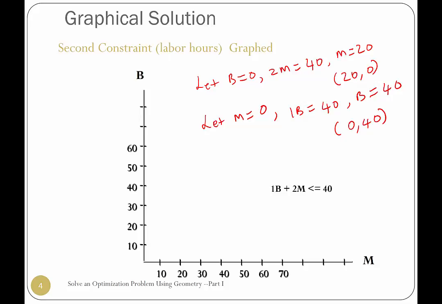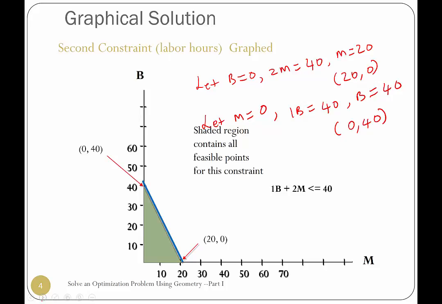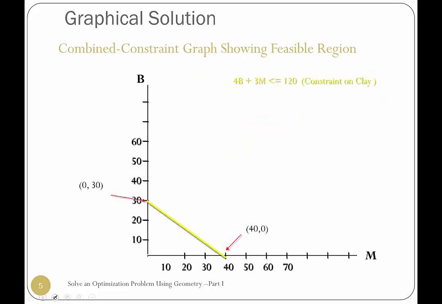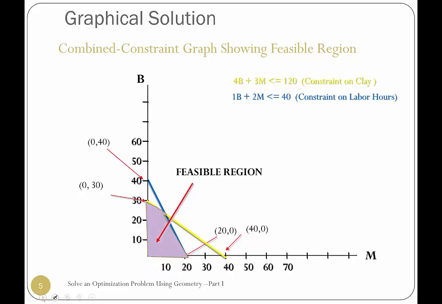Now the next step is to draw a line between these 2 points. And the shaded region contains all feasible points for this constraint. This shaded region is below the line because it has a less than or equal to sign. Now the next step is to draw these 2 constraints on the same page. So first the constraint on clay, the second the constraint on labor hours. So the shaded region is common to both constraints.